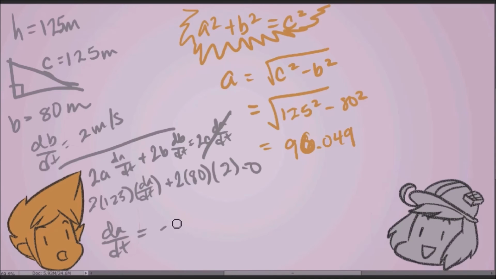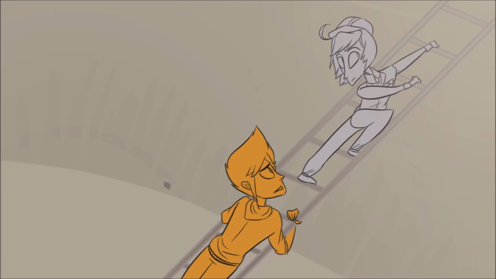So we're falling at a rate of 1.666 meters per second? That doesn't seem that fast. But it feels pretty fast. Oh, the ladder stopped. Now how are we gonna get down?